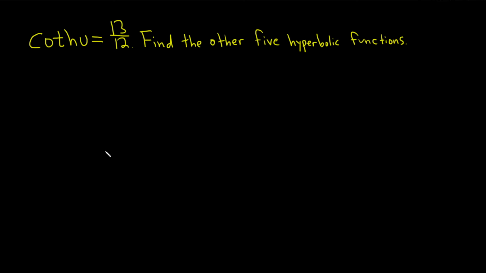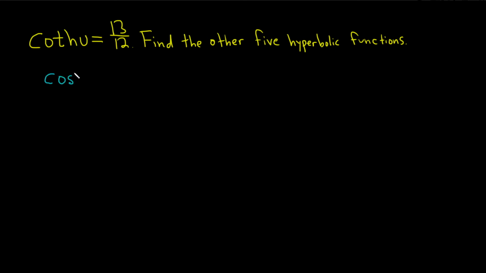Hi everyone, in this problem we're told that the hyperbolic cotangent of u is equal to 13 over 12, and we're being asked to find the other five hyperbolic functions. So let's do this problem using a minimal amount of information. I'll assume that we know this identity here.